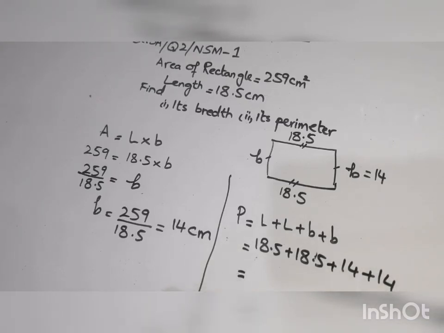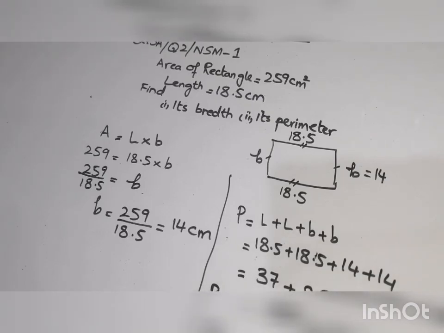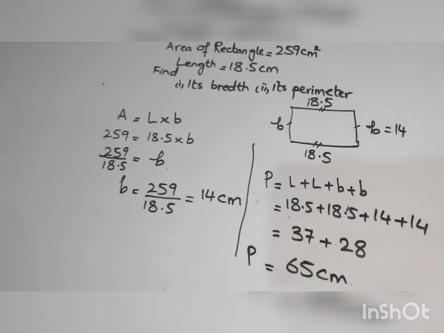Now double of 18 is 36, and 0.5, two halves, will become 37, and double of 14 is 28. So now 37 plus 28 is 65 centimeter. This is the perimeter of this particular rectangle. So I hope this question is clear.